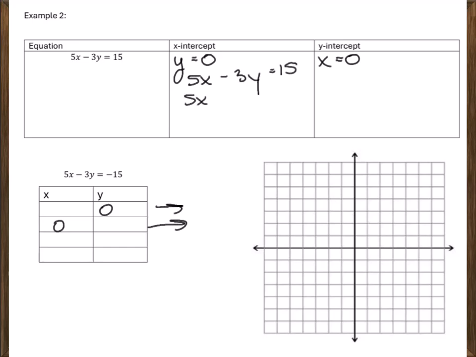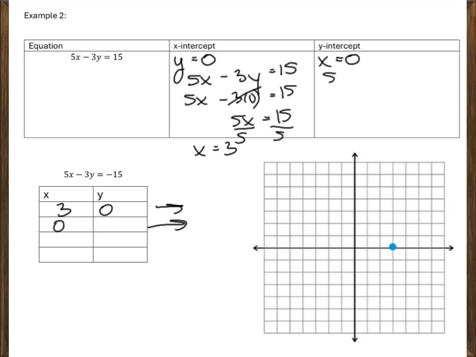If y is equal to 0, we end up with 3 times 0, which of course is just 0. So we have 5x is equal to 15. Dividing both sides by 5, we find that x is equal to 3. So that means our x-intercept is at 3, 0. That's that dot right there.